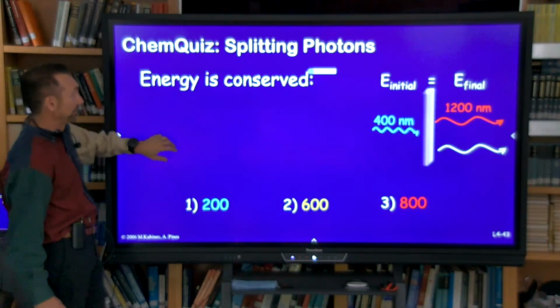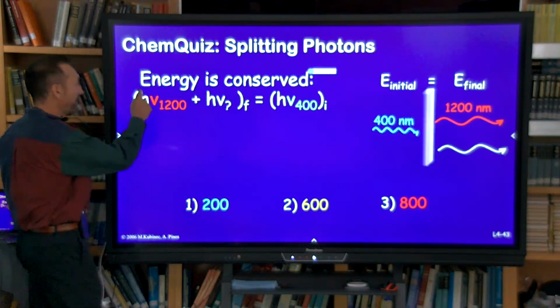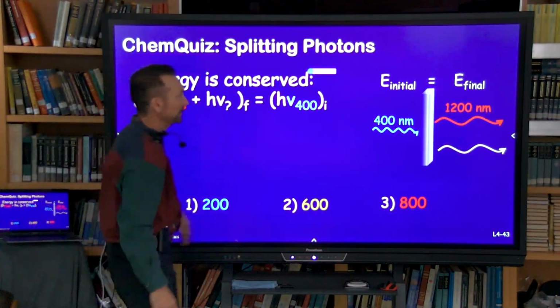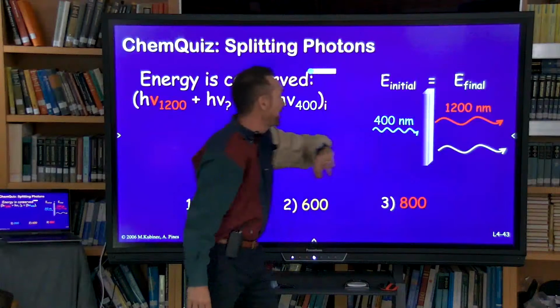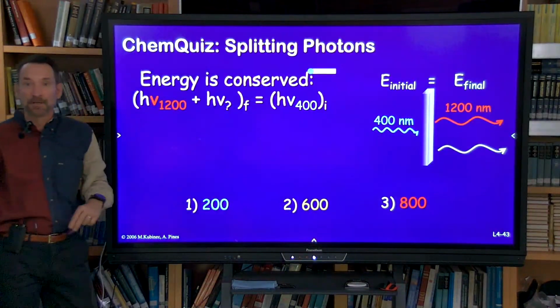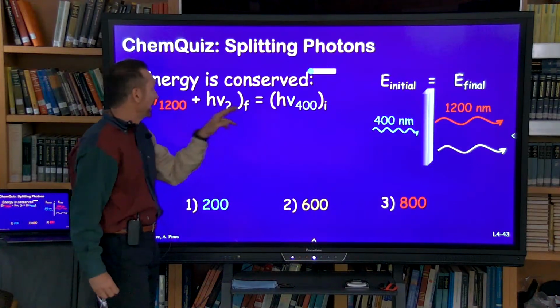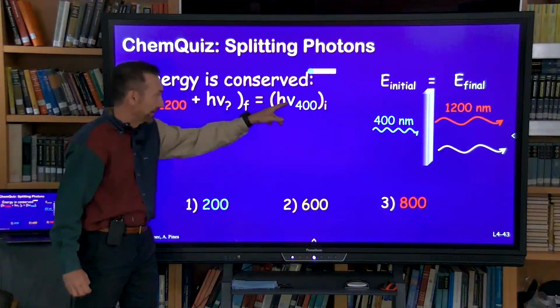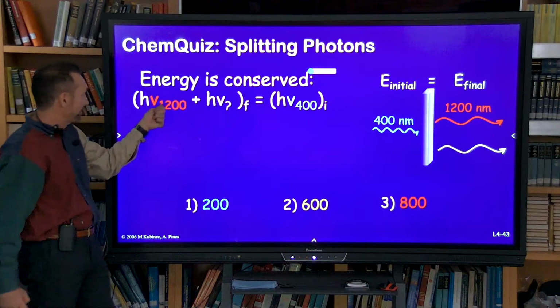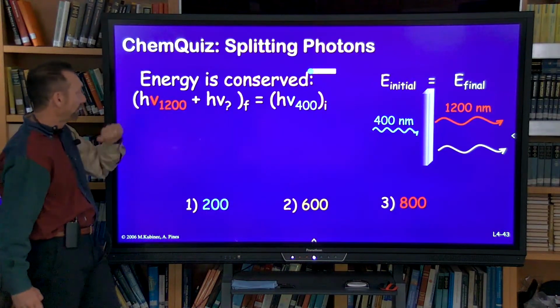Energy is conserved. And energy, I have to take the energy of these two photons, the 1200 and this one that I don't know, and it has to add up to the energy of the 400 nanometer photon. So I can do that. And I've written the frequencies here, and I'm just noting that's the frequency of a 1200 nanometer wavelength.